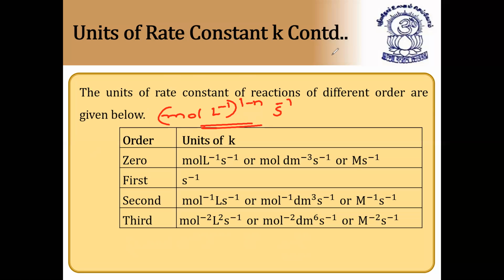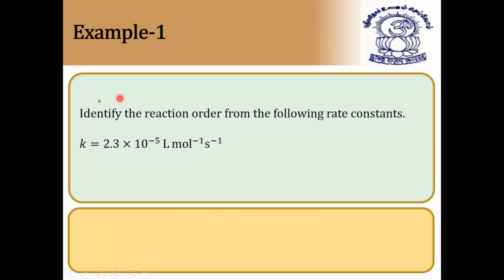So it is another way of finding the order of reaction. Next, example 1. Identify the reaction order from the rate constant. K is equal to 2.3 times 10 to the power of minus 5 liter mole inverse second inverse. Let us check which order it becomes. Moles per liter whole to the power of 1 minus n, second inverse. This is the general form. First order is second inverse.